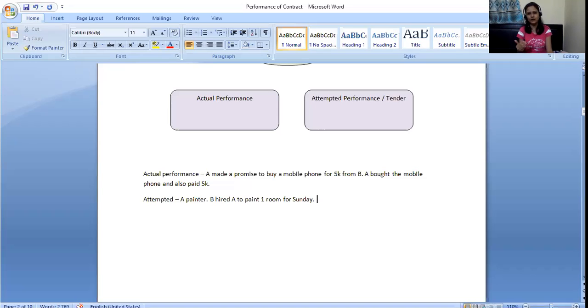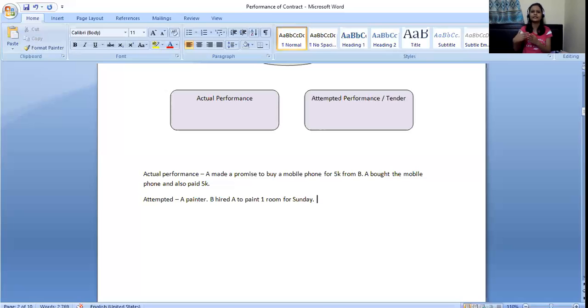Now what happens on that particular Sunday? A went to B's house to get the painting done. That means he attempted to perform his task, right? He was hired to paint, so he went there on that specific day and made an attempt to perform it. But maybe B did not give him the paints, or the brushes, or did not tell him which room is to be painted. So A does not have any other way of performing it. A made an attempt to perform it, but he could not, because the other person did not provide whatever was needed or give proper instructions. That is an attempted performance.